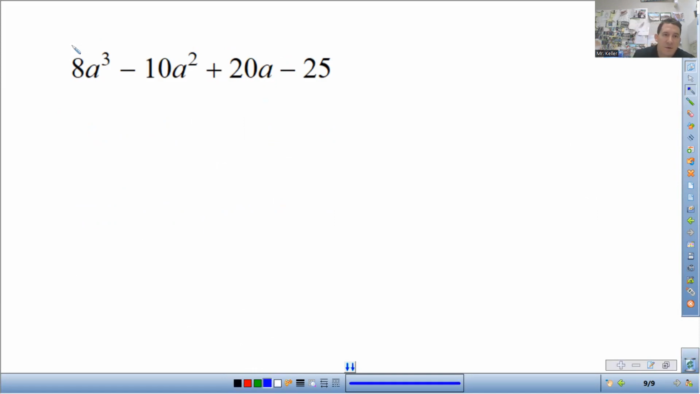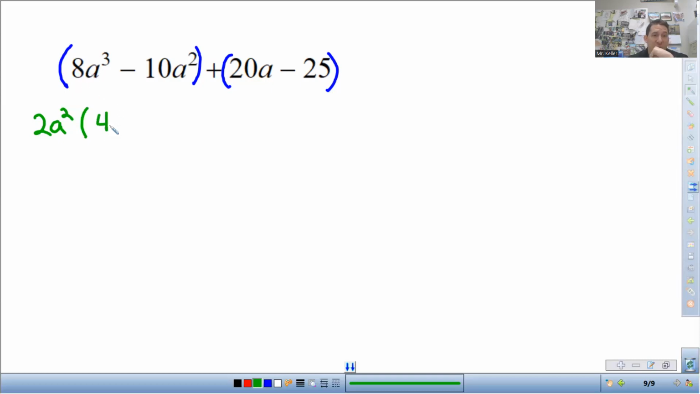So again, group the first two terms together and the last two terms together. Find the greatest common factor of each of these groups. So 8a cubed minus 10a squared. The greatest common factor between 8 and 10 is going to be 2. And a cubed and a squared is going to be a squared. So 2a squared, and this is going to be 4a minus 5. Oh, I wanted to do that in blue.